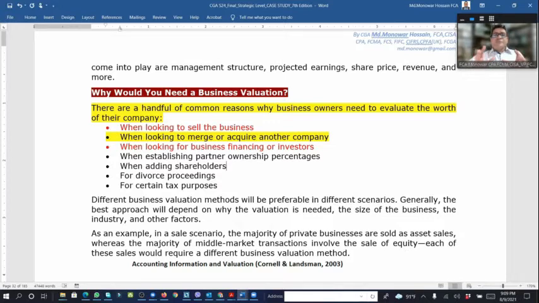For investing purposes, for taking funds from an investor, you need the valuation of the organization. When establishing partner ownership percentage, you need the valuation. And when adding a shareholder, for example, a private company where husband, wife, son and daughter, four people, are the shareholders, and the company was established five or six years ago and has been running. At this moment, if you add another person as a shareholder, the value has to be calculated.